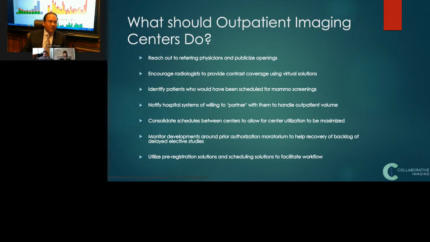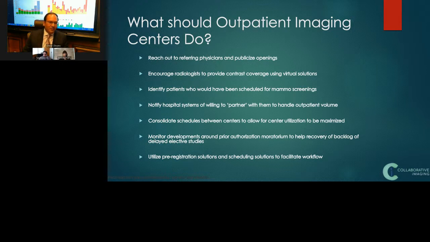Identify patients who have been scheduled for mammos that did not come in for mammos, and try to get those patients to come back. Talk to those patients, show them that you've taken the precautionary measures so they can come back in and do their mammo screening studies. Partner with hospital systems who cannot provide the services within their hospital and want to move the patients to an outpatient center. Set up partnerships and alliances with those hospitals so you can get that volume coming to you.